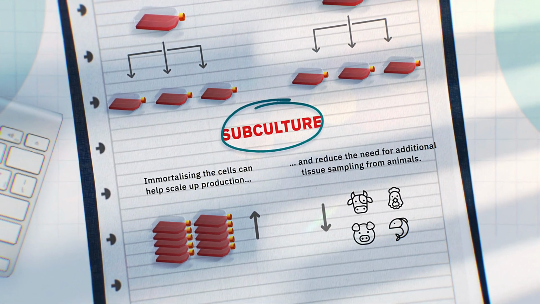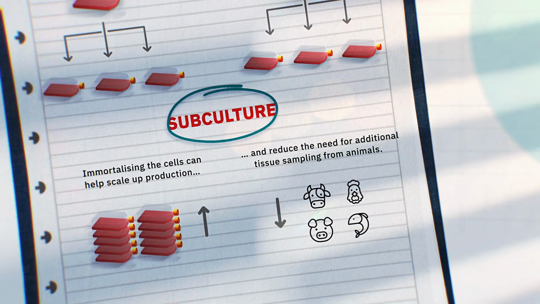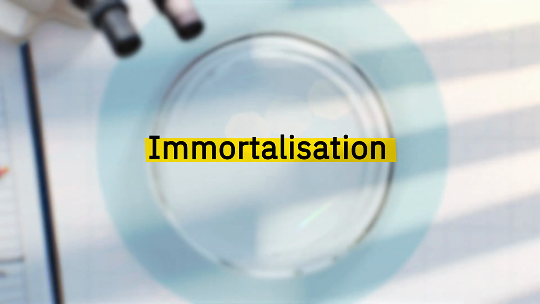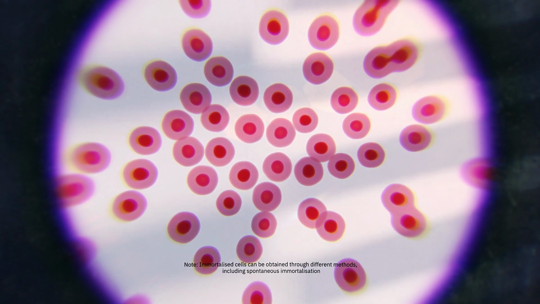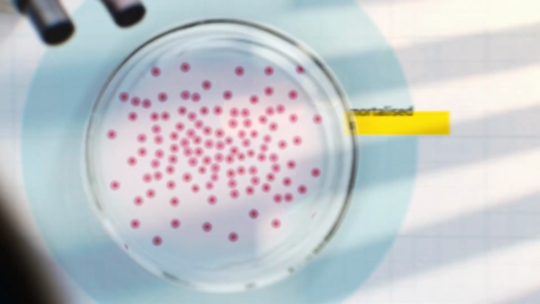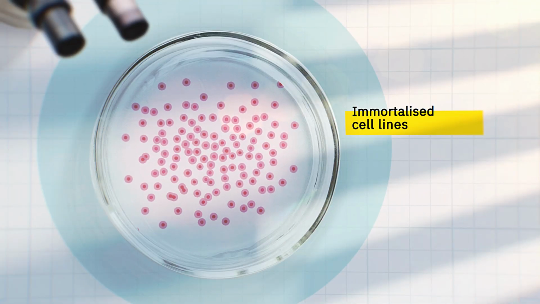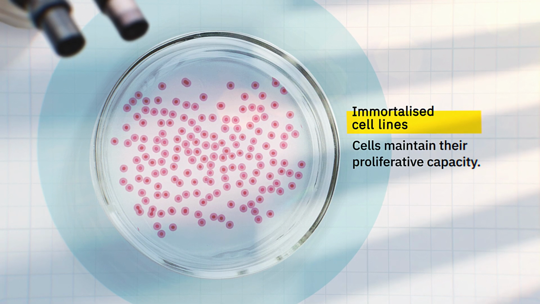To enable large-scale cell culture and reduce the need for repeated tissue sampling procedures, immortalization can be performed. In approaches for cell immortalization, the mechanisms that lead to the slowing down and arrest of cell proliferation are overridden, enabling the cells to multiply indefinitely. This leads to the generation of immortalized cell lines, in which the cells maintain their proliferative capacity.